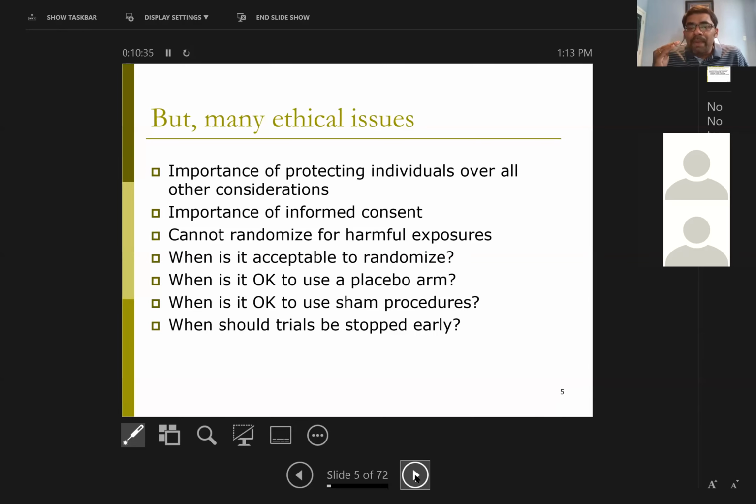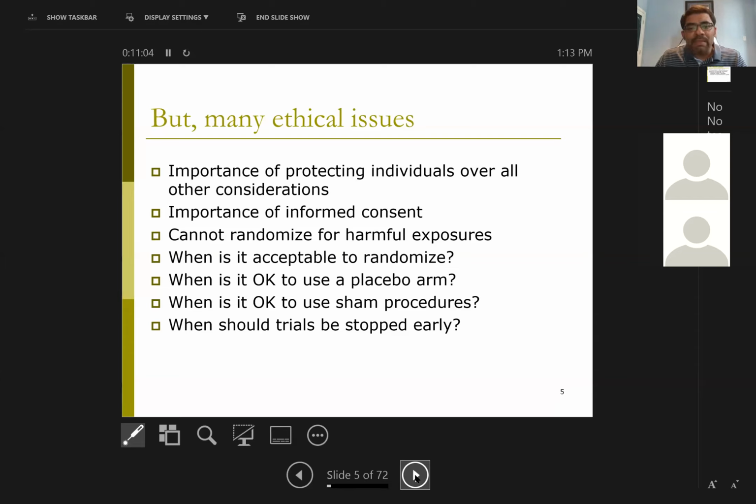So since randomized control trials are human experiments, we will always get informed consent. It has to be done after ethics approval. Protecting individuals is paramount. In other words, we will never sacrifice individuals for the sake of a randomized trial, right? Individuals come first. And that is a critical fundamental tenet in terms of ethics.